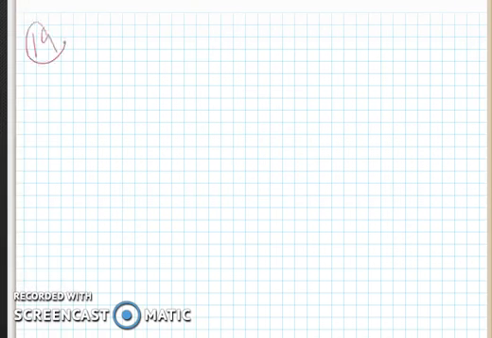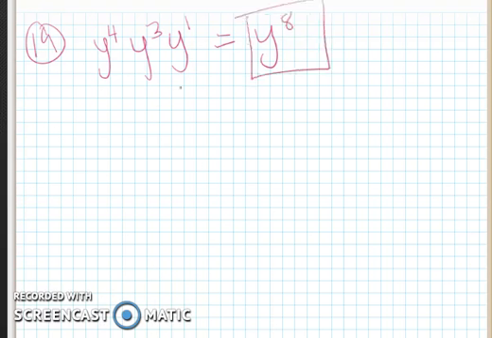Number 19, drastically easier problem, but what we're doing is we're just multiplying. And the product rule states when multiplying, add. 4 plus 3 is 7, plus 1 is 8. Number 20, another easier problem.